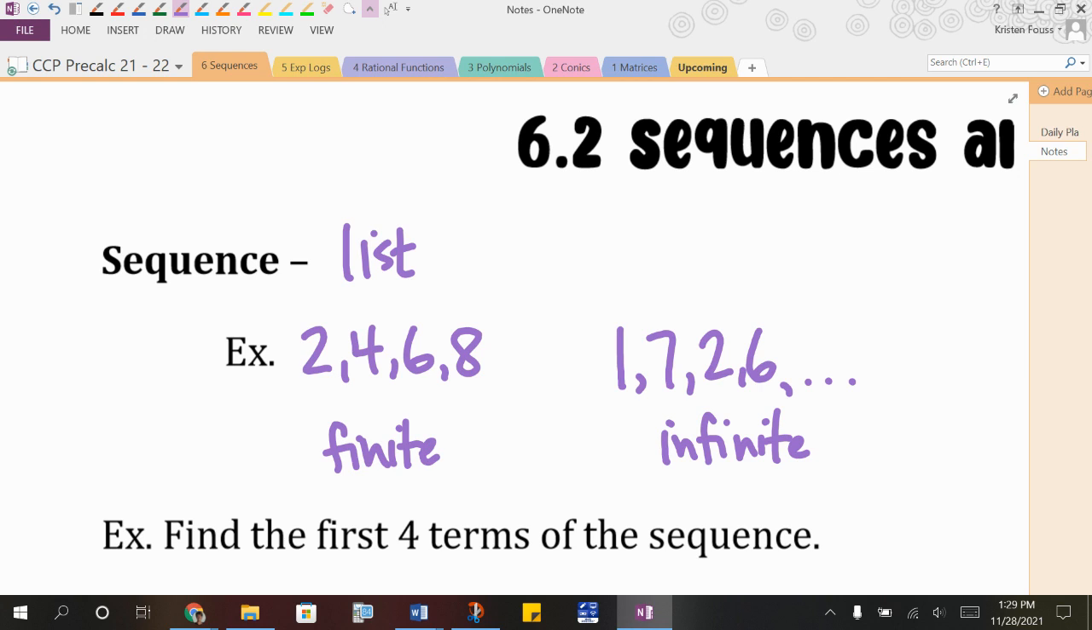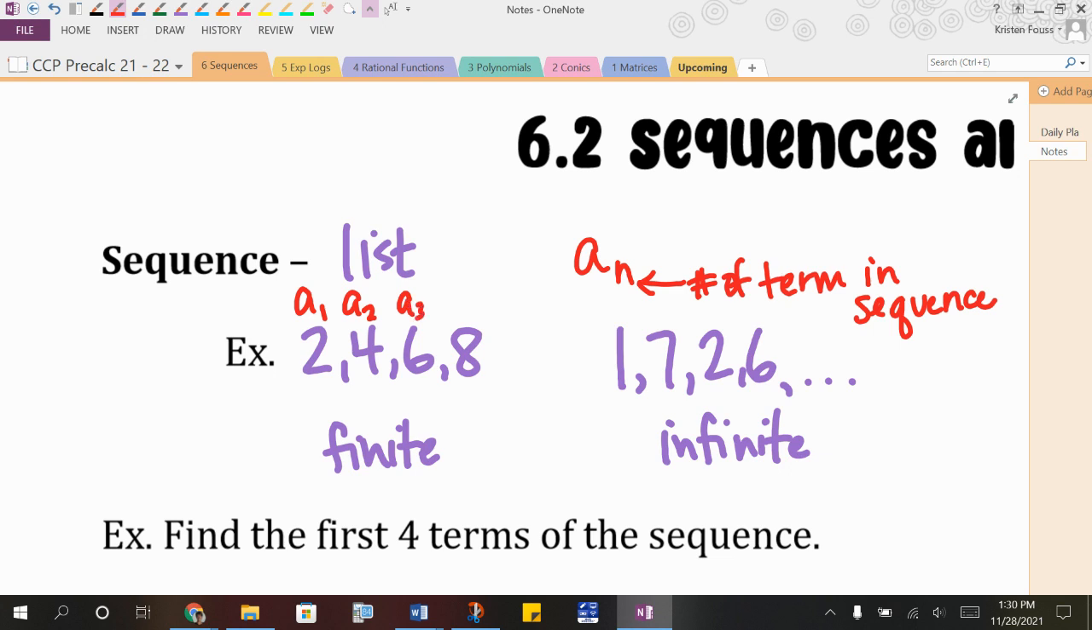So let's go ahead and define some terminology that we'll be using. When we talk about a sequence, you're going to see the letter A a lot, basically just meaning sequence or term. And then every A will have a subscript, typically an N. An N represents the number of the term in the sequence. So for that first sequence that I wrote, 2, 4, 6, 8, I would say A1 is 2 because that's term 1, and then it goes to term 2, term 3, term 4, etc. So it says N equals 1, N equals 2, N equals 3, N equals 4.